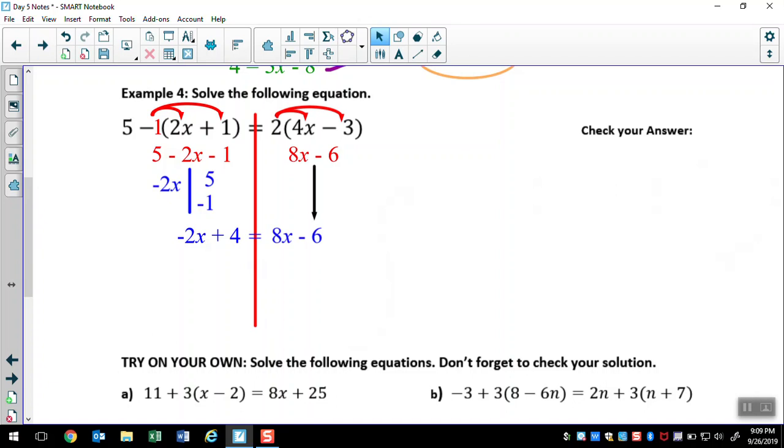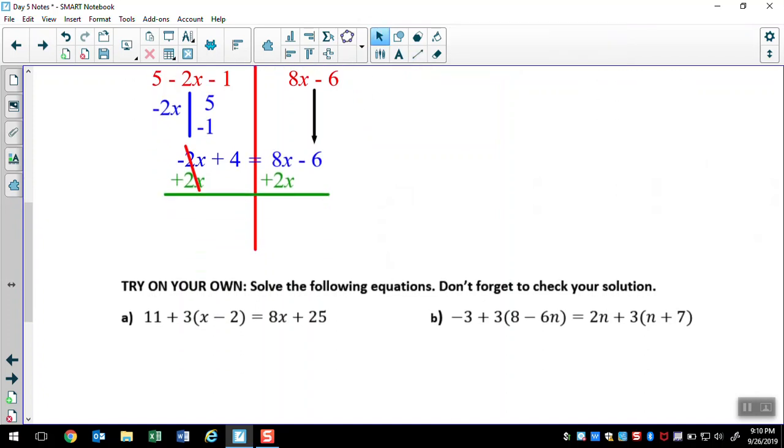Let's get our two variables together. This term's negative, this term's positive. Remember, I like to keep my variables positive. So in order to do that, I'm going to move the smaller one. No matter what, negatives are always smaller than positives. So I'm going to take my negative 2x and move them over here by adding 2x to both sides. Additive inverse means I can cancel that out. And now we're left with 4 equals 10x minus 6.